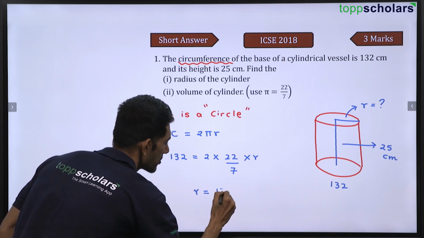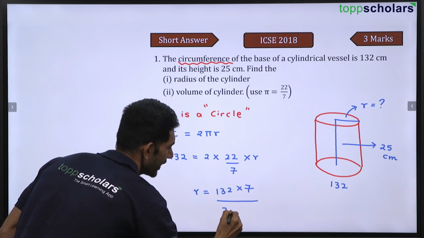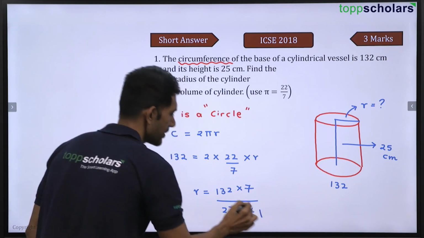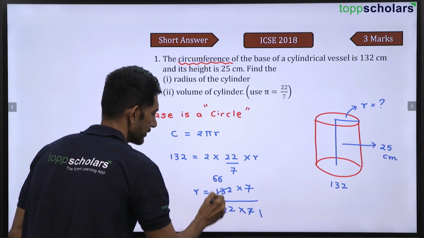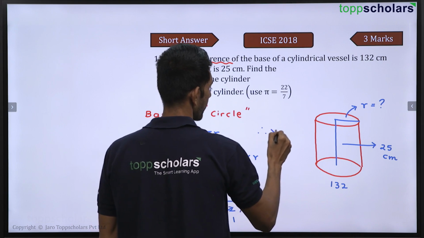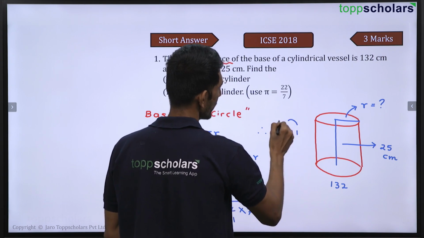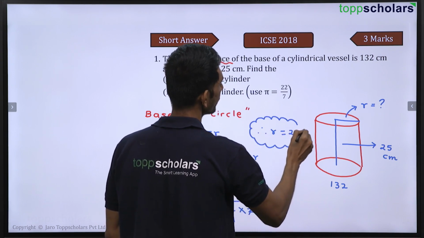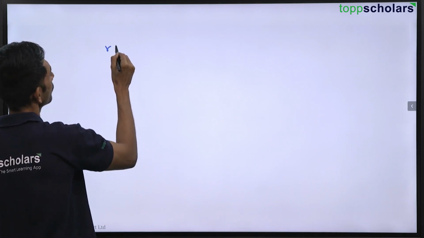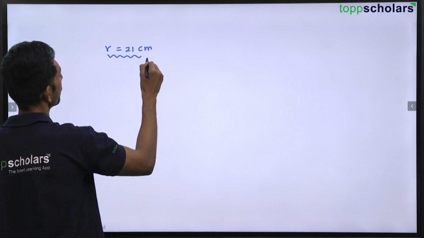r is equal to 132 multiplied by 7 by 22 into 2, correct? So 2 ones are 2, this becomes 66, 22 threes are 66. Therefore can I say the radius is 21. So we got the value of r. The value of r is 21. So r is how much? r is 21 centimeter, correct?